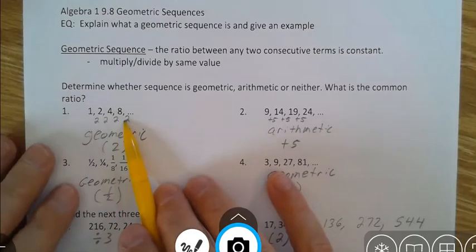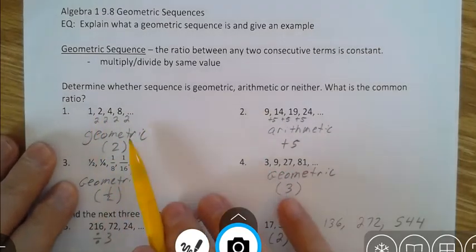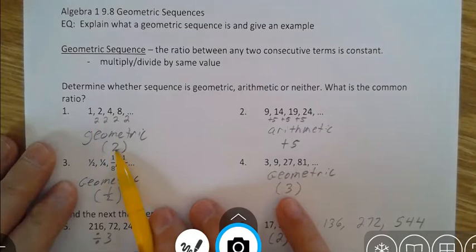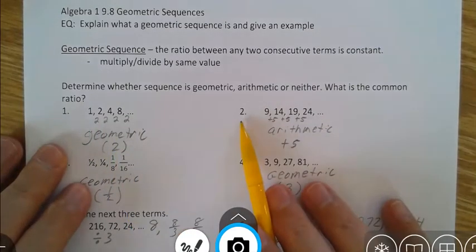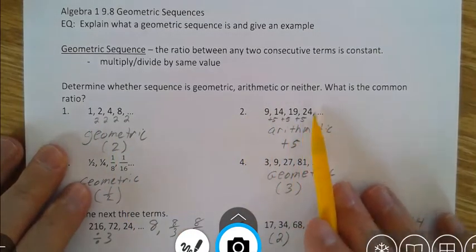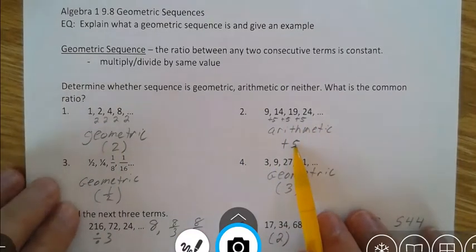And you see the twos I have written. That means we're multiplying by 2 each time. So it's geometric, and we're multiplying by 2. Number 2, we're adding 5. So it's arithmetic, and we're adding 5.